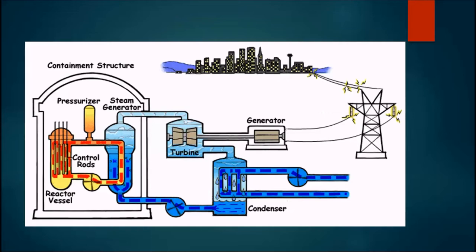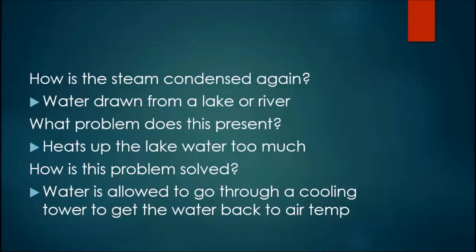Okay, two of the three accidents were operator errors. The third one was an earthquake, a big giant earthquake, and Fukushima went through the earthquake all right. What they could not deal with was the big giant tidal wave. We'll talk about that. How is the steam condensed again?